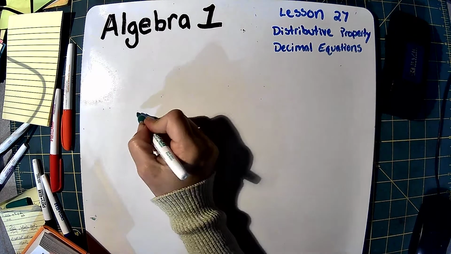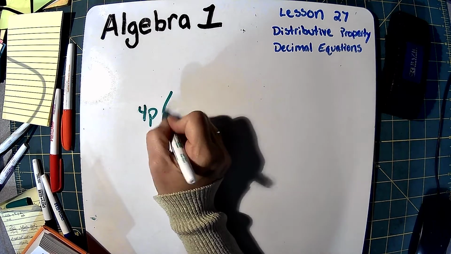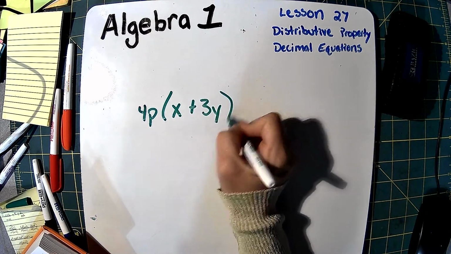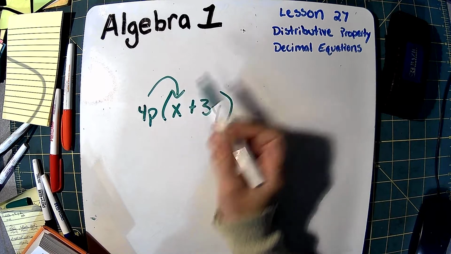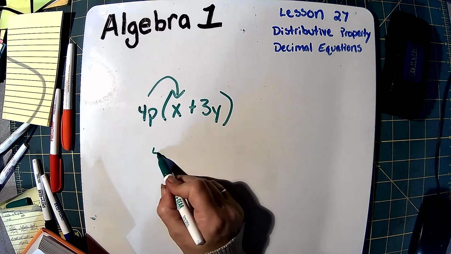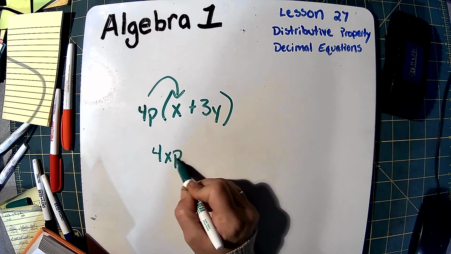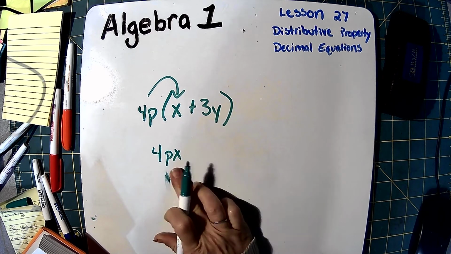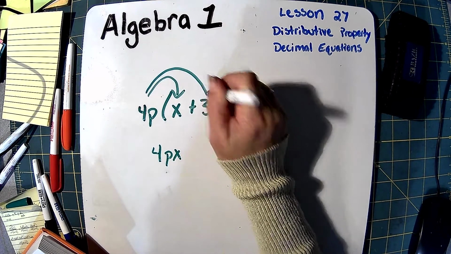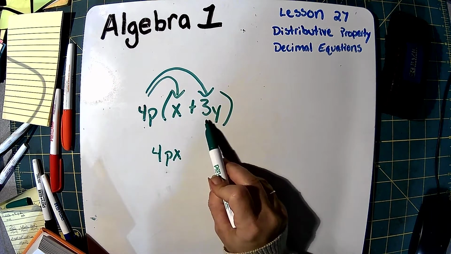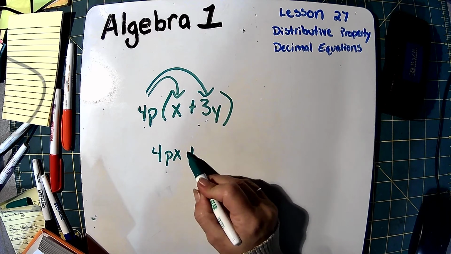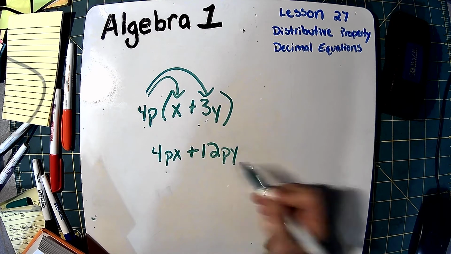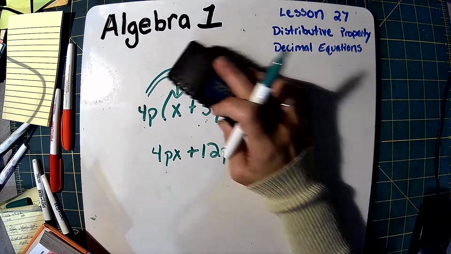So if we have 4p times x plus 3y, remember we're going to go right here, we're going to say 4p times x, which would be 4xp or px. Let's do them in alphabetical order. Px, okay? Then we're going to go this side, and we're going to say 3 times 4. 4 times 3 is 12, and that would be positive 12. And then we have a p and a y. Py. Okay, so we've been doing it like that.